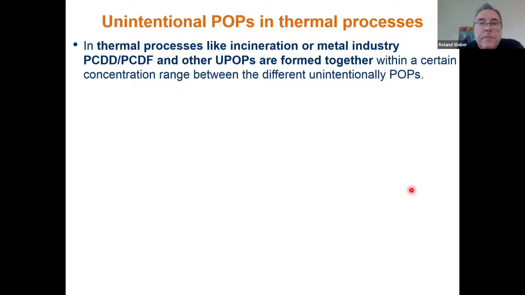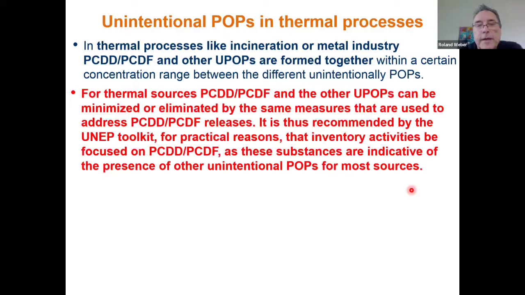Therefore, in processes like incineration and the metal industry, dioxins and other unintentional POPs are formed together with a certain concentration, and this depends on the quality of incineration and, for example, the chlorine content. And therefore, when you look at the recommendation, for all thermal sources, dioxins and other unintentional POPs can be minimized and eliminated by the same measure. So when you reduce dioxins, at the same time, you also reduce all other unintentional POPs.